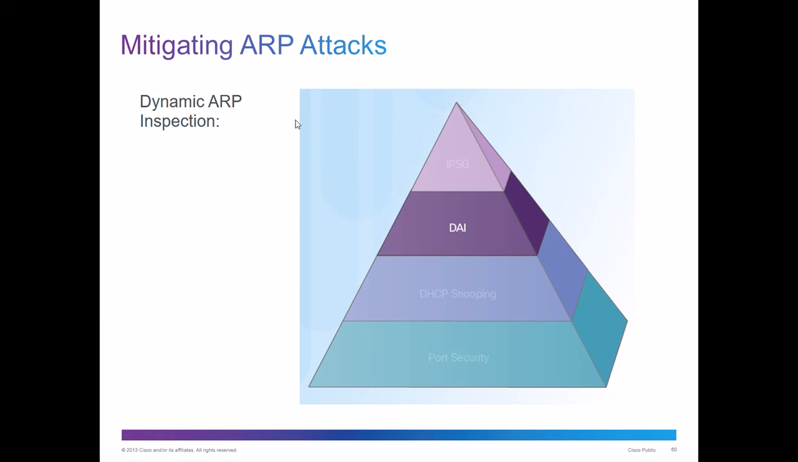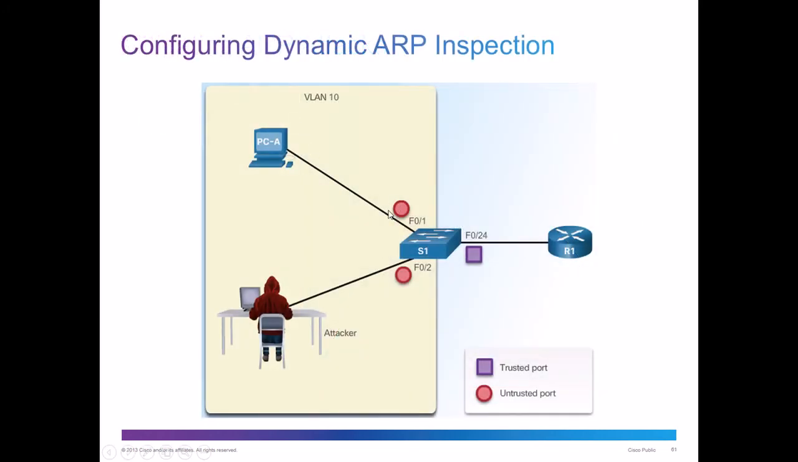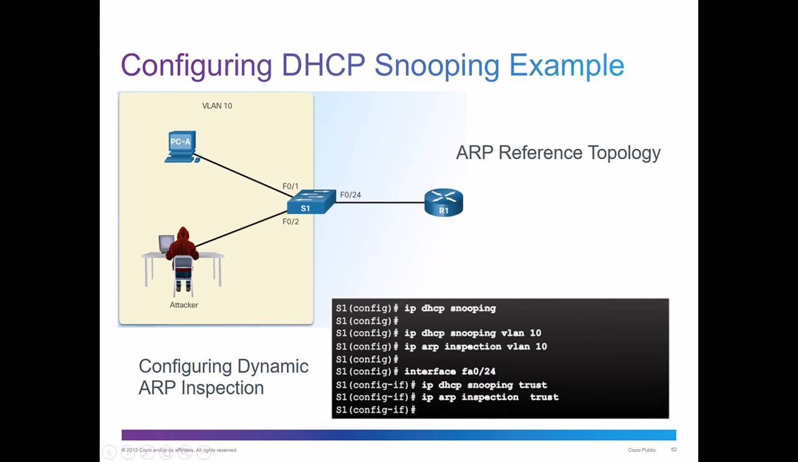With dynamic ARP inspection, we're going to set these as untrusted ports, and this is the only guy who's going to be trusted. So when PCA asks for the MAC address and this guy sends it, the message will be allowed to go through. If he tried to send it, it's going to be blocked because the port is set up as untrusted. All right, so I want you to write that down.